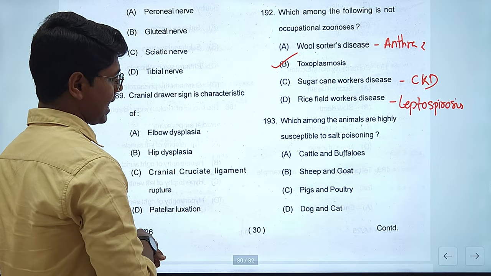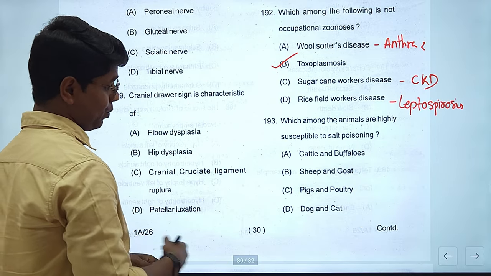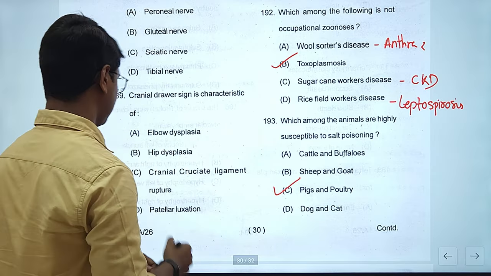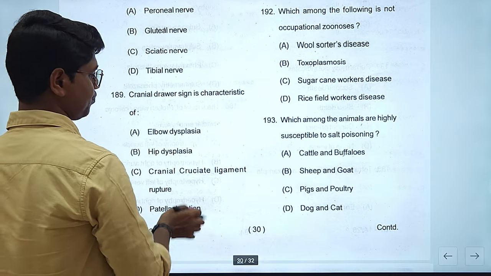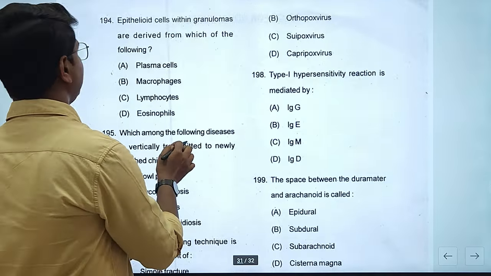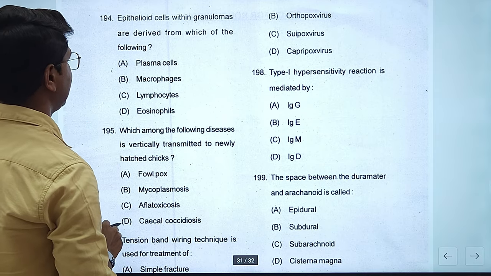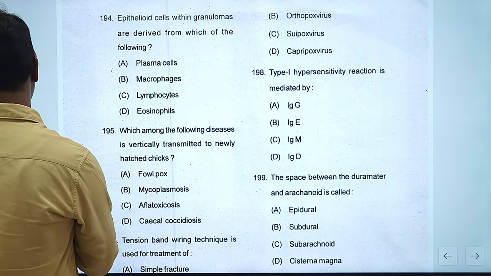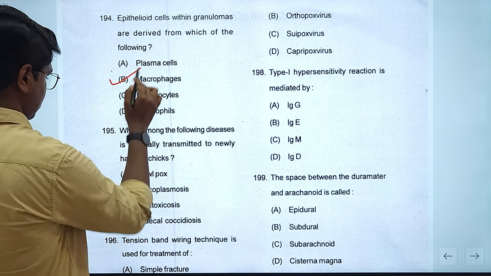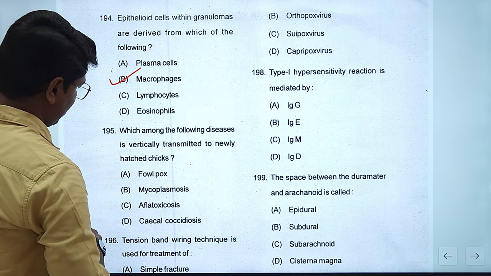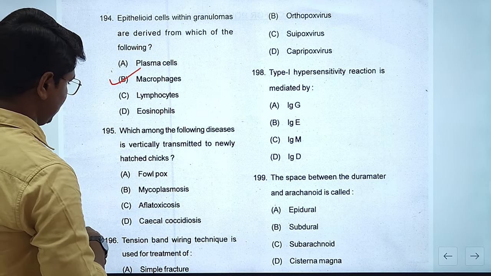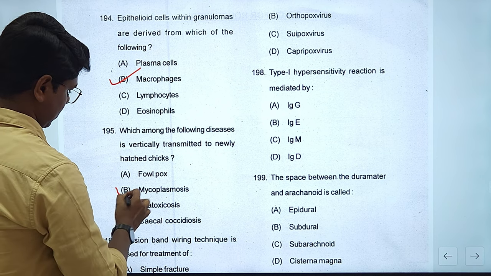Which among the animals are highly susceptible to salt poisoning? Pig and poultry, they are very susceptible to salt poisoning. Next, epithelioid cells with granulomas are derived from which cells? Macrophages. Which among the following diseases is vertically transmitted to newly hatched chicks? Mycoplasma.